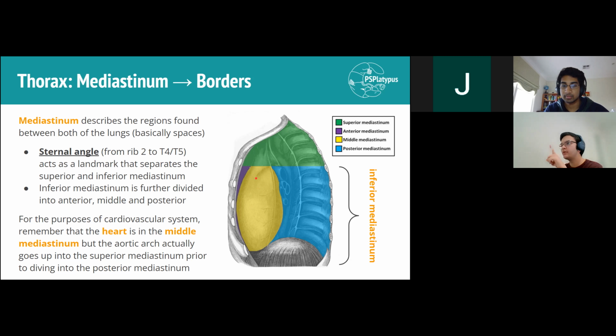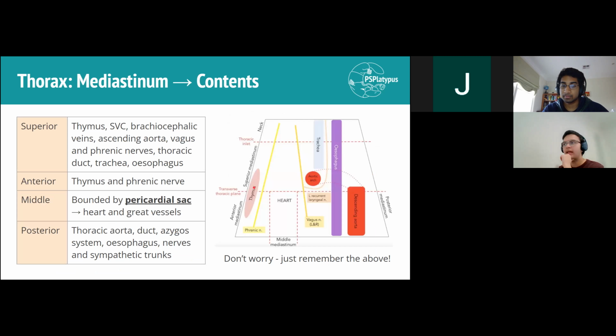It'll then loop upwards. So I said it goes up, left, up, posterior, then left. So it goes up into the superior mediastinum and then dives downwards into the posterior mediastinum. So just remember that for this section. But if you want a bit more detail, here it is. And this diagram, I think, is hands down probably the easiest one just to remember, rather than remembering a whole list of things. Just visualize this in your mind, and that'll tell you exactly where things are located.